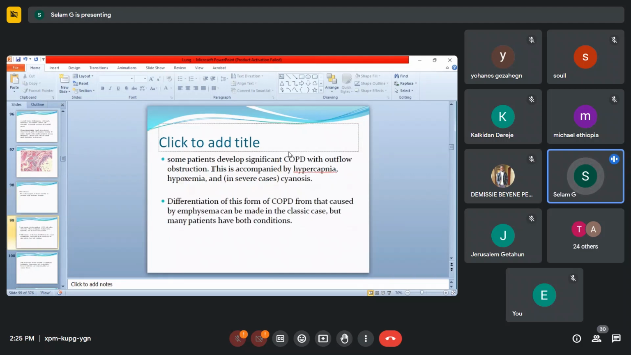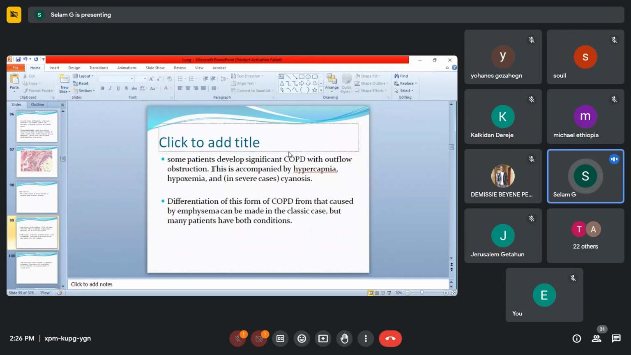Some patients develop significant COPD with outflow obstruction. This is accompanied by hypercapnia, increased carbon monoxide, and in severe cases, cyanosis. Differentiation of this form of COPD from that caused by emphysema can be made in the classic case, but many patients have both conditions. So most of these conditions we have discussed so far, you find them overlapping in a single patient.